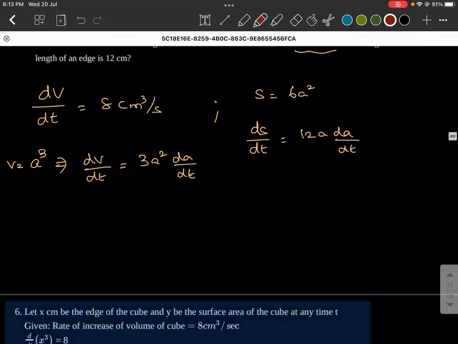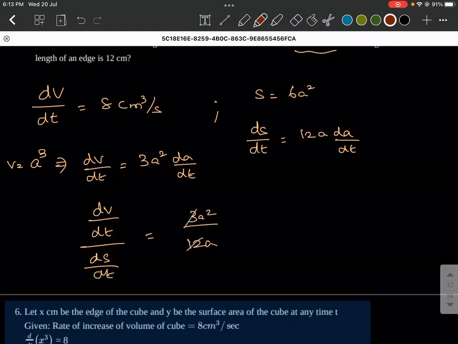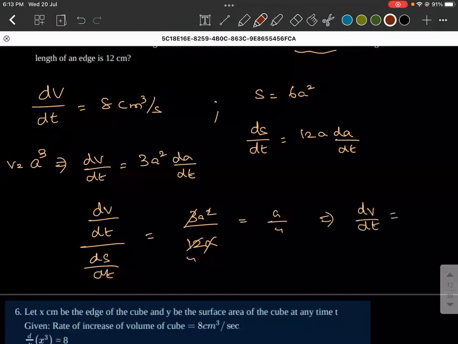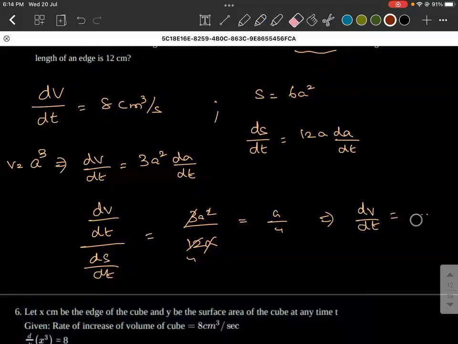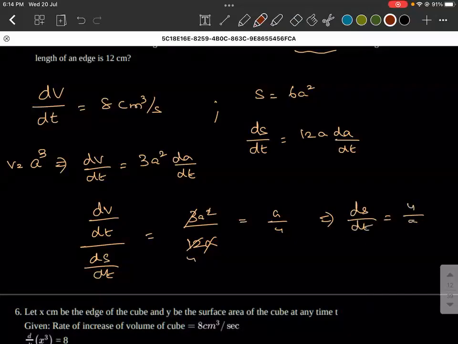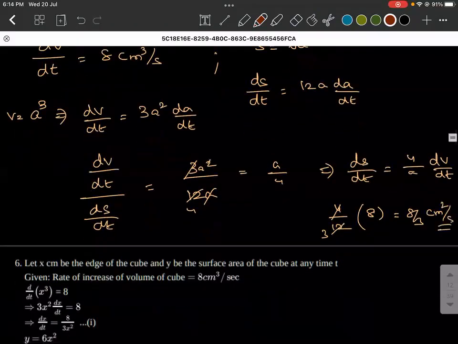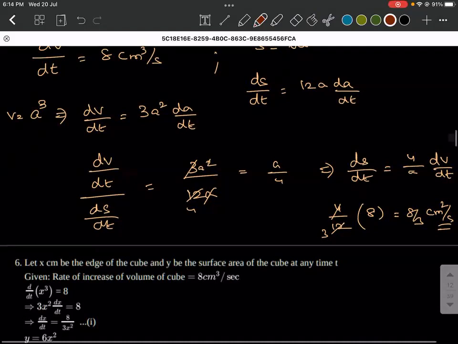So dV by dt divided by dS by dt is equal to 3a square divided by 12a, so you'll get a by 4. They want dS by dt, no? dS by dt is equal to 4 by a into dV by dt. So 4 divided by 12 into 8 gives 8 by 3 centimeter square per second. Is it clear?